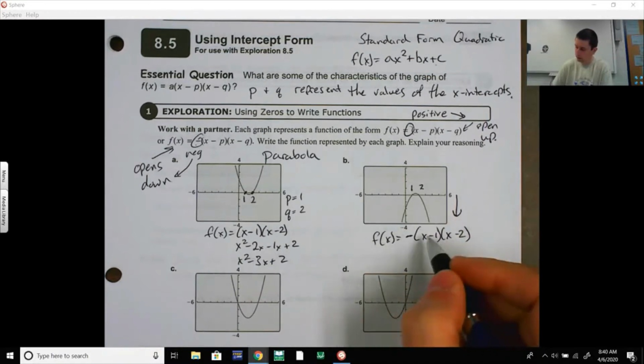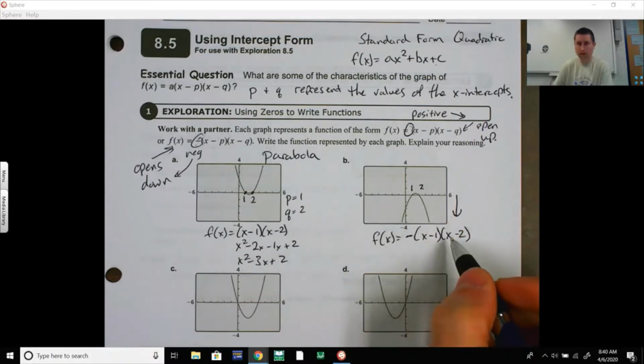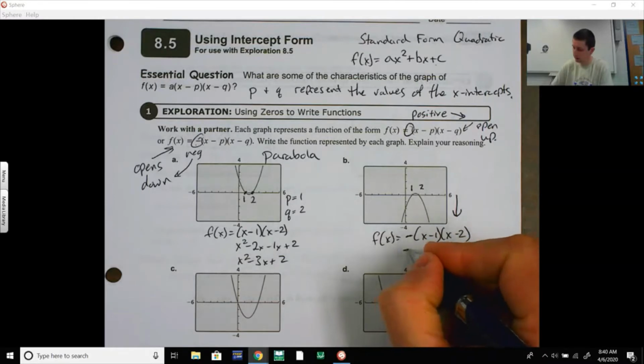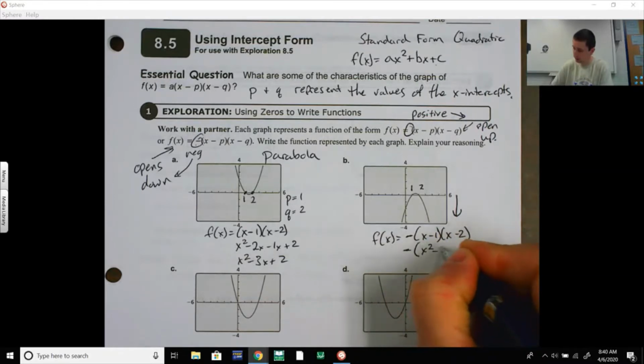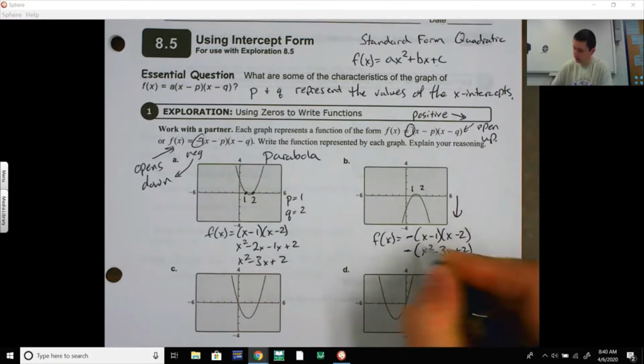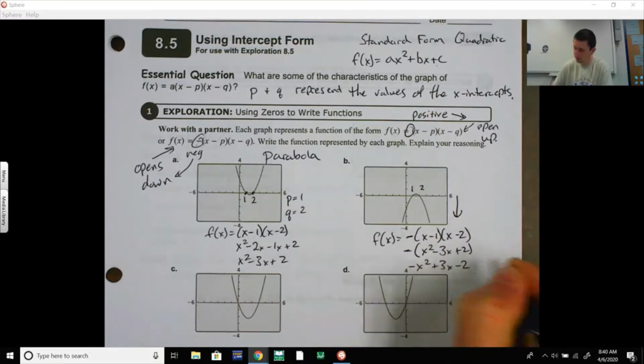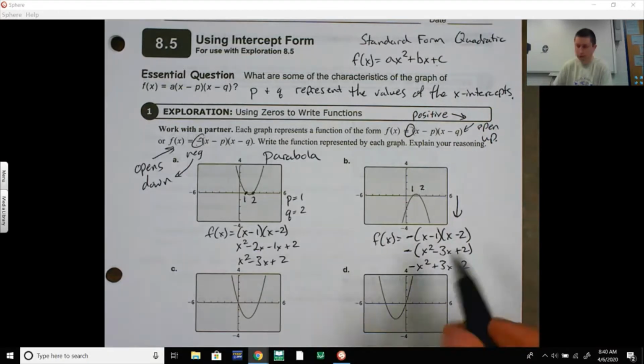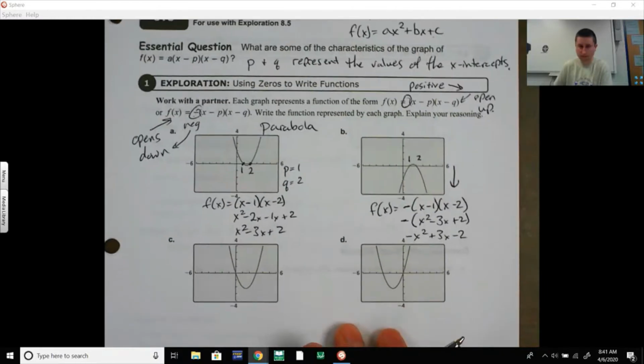Now you'd still multiply, double distribute, FOIL, box method, whatever you want with that. So you get negative, parenthesis, x squared minus 3x plus 2. Now you can distribute the negative: negative x squared plus 3x minus 2. Okay, so now you could get your standard form and you have your intercept form. So for intercept form, FOIL those two, and then distribute what's on the outside.